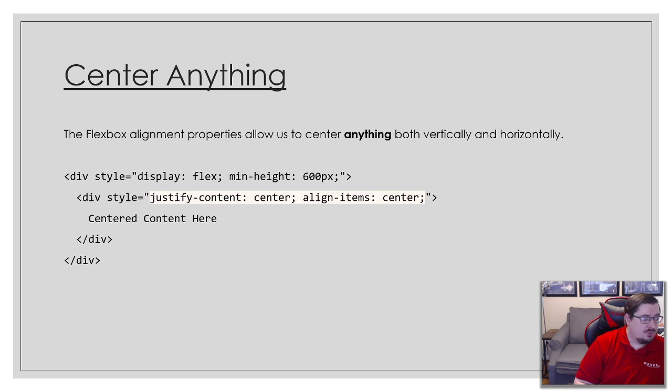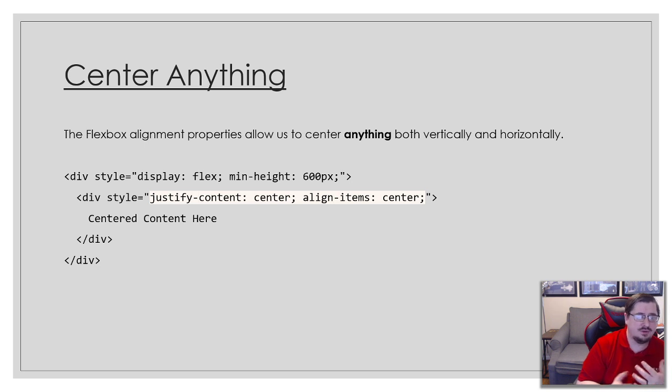A few things worth noting, because remember we have justify content aligns things along the main axis, as well as align items, which aligns things on the horizontal axis, so the cross axis.